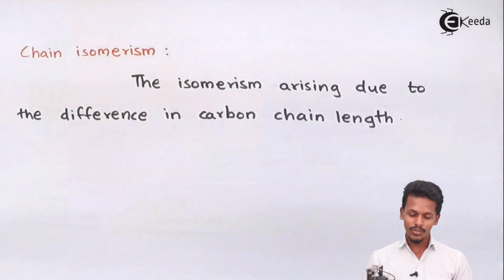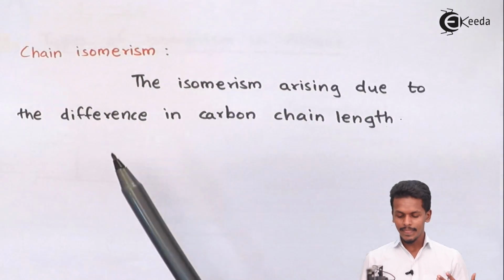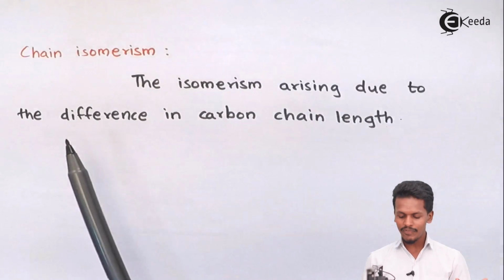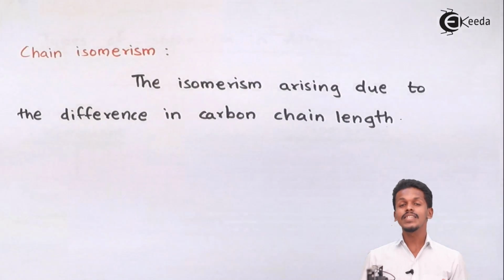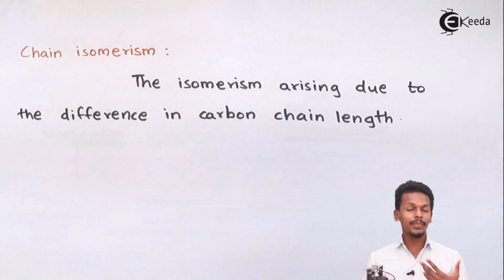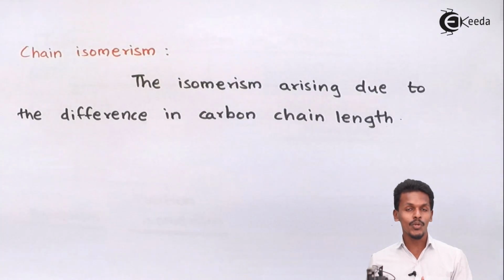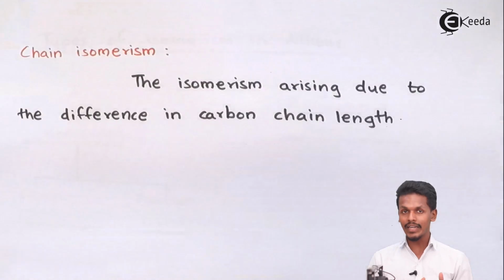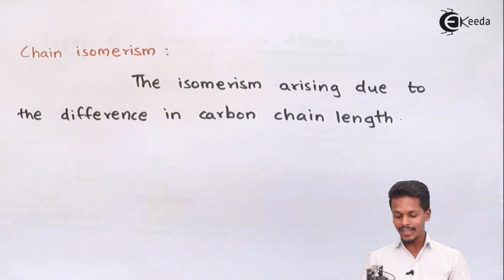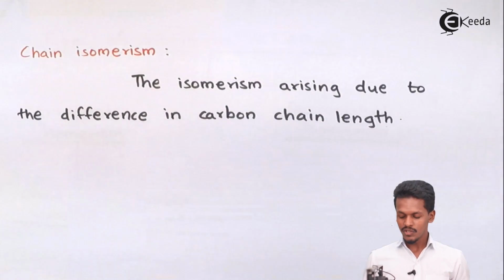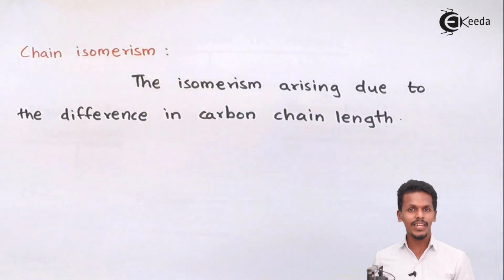Talking about chain isomerism, the definition would be that it is isomerism arising due to the difference in carbon chain length. These are the isomers exhibited by molecules that have the same molecular formula but different structural formula, mainly due to the difference in the carbon chain length. Let me give you an example, so it would be very easy to explain.